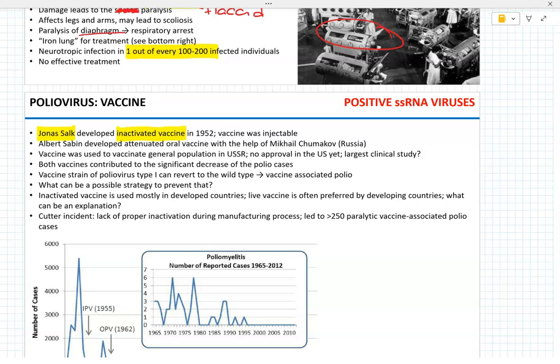I do know about the Cutter accident. It's when a batch of vaccine actually contained active poliovirus and ended up in multiple people getting sick. But it was not a vaccine fault, it was a manufacturing fault. People did not do quality control. Okay? So it's safe, effective.